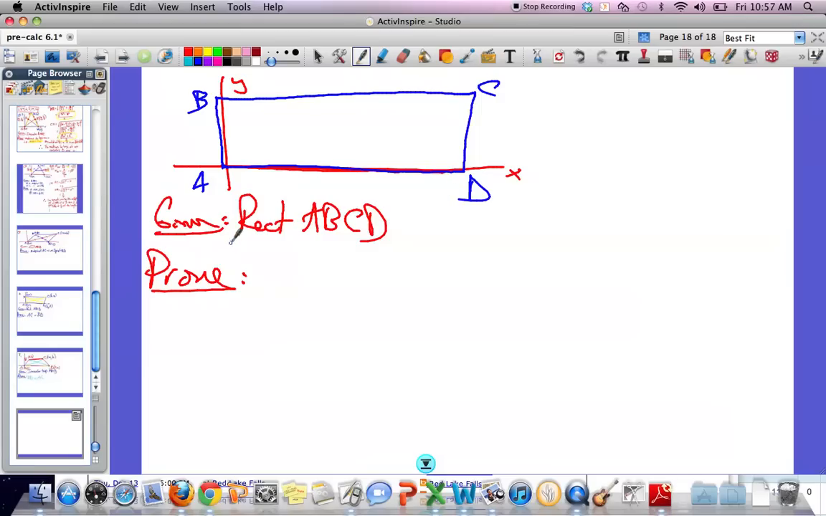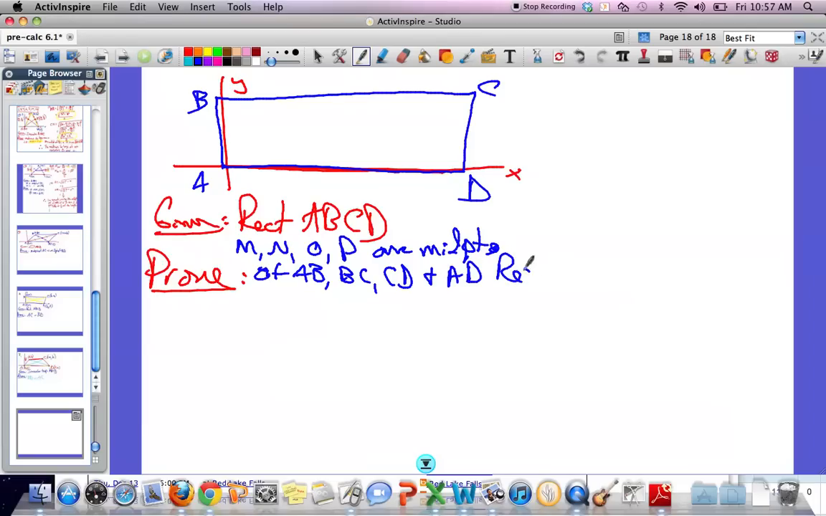We're also given midpoints. M, N, O, and P are midpoints of AB, BC, CD, and AD respectively. We're given those midpoints. So let's plot them. So I've been given a midpoint right here. I'm going to call that M. I've got a midpoint right here. That's N. I've got a midpoint right here. That's O. I've got a midpoint right here. That's P. Now remember what it means to be a midpoint, right? You have those pieces equal, etc.